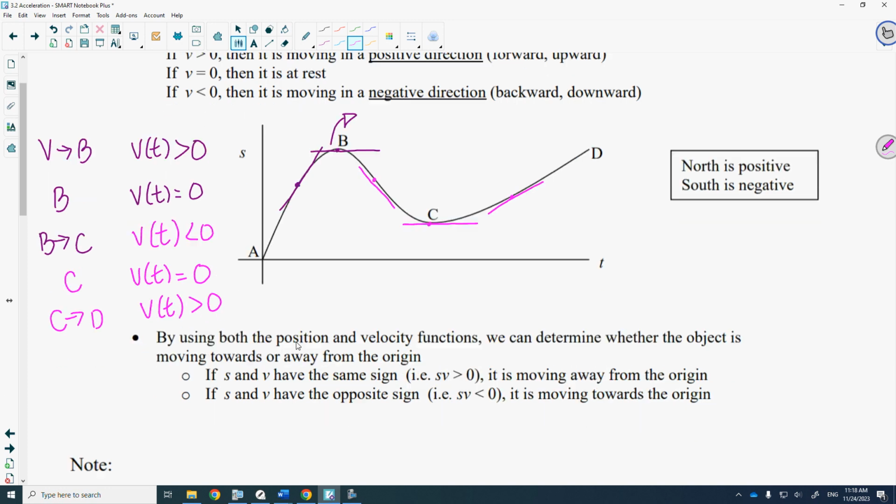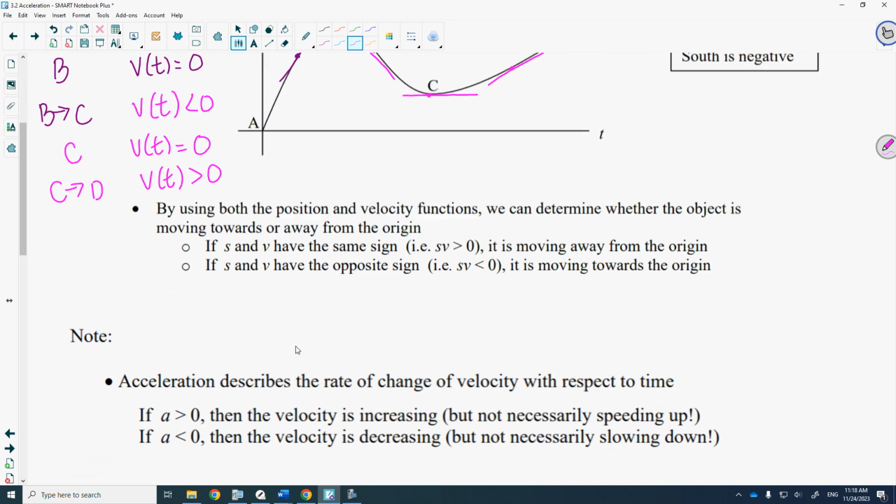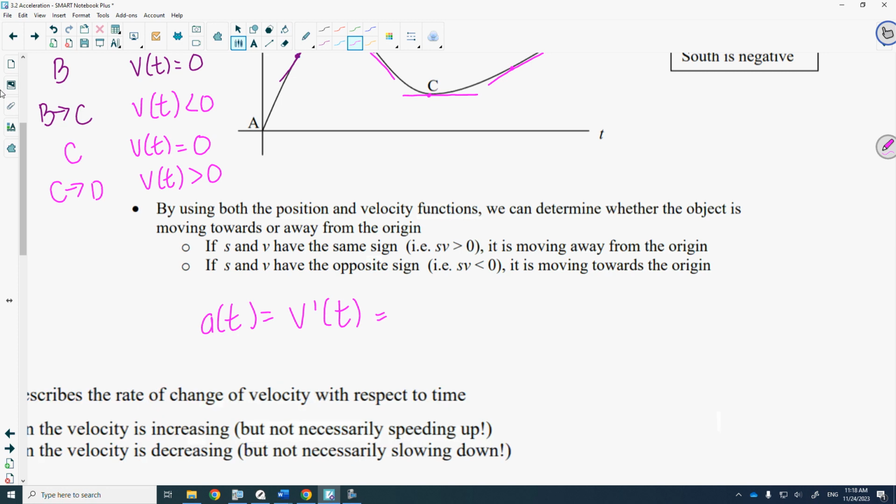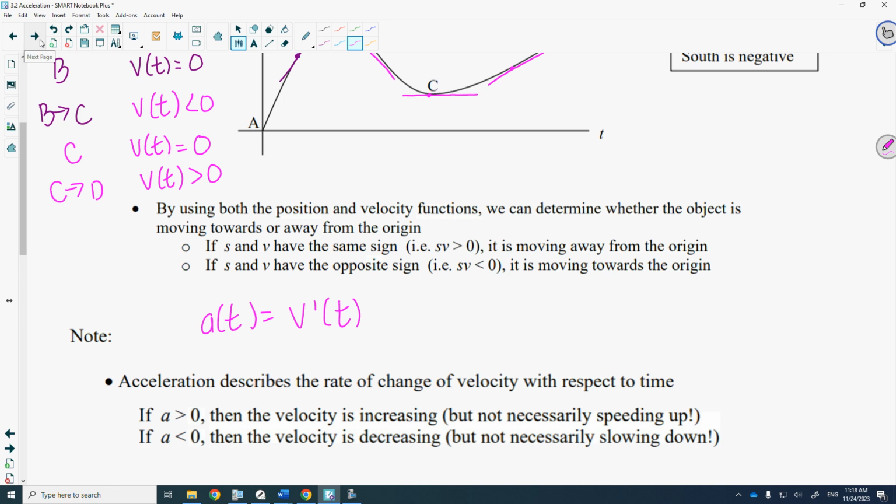Okay. For acceleration, if I said, okay, so what would a of t equal? A of t, the acceleration function, is the first derivative of the velocity function, or it is the second derivative of the position time function. That would be the acceleration function.